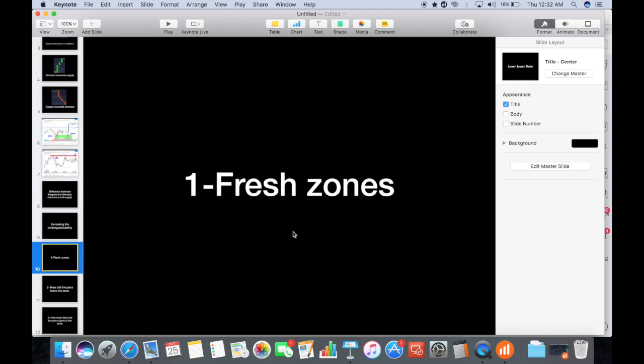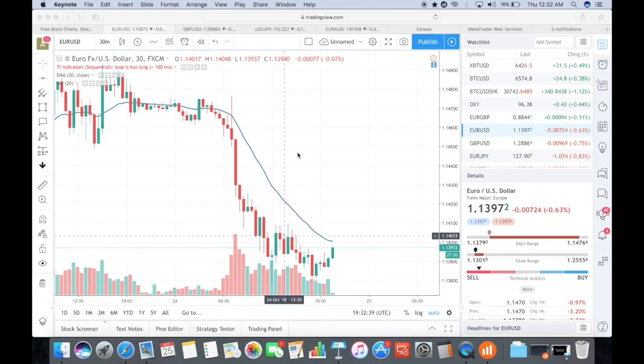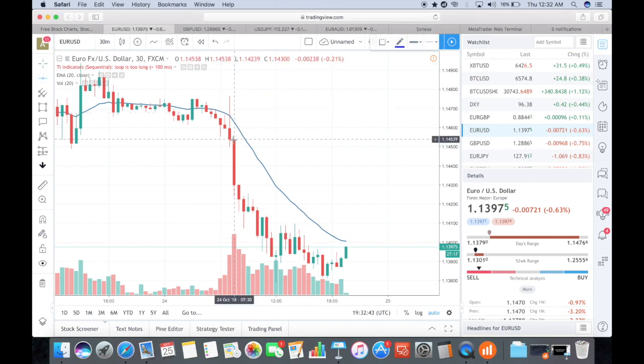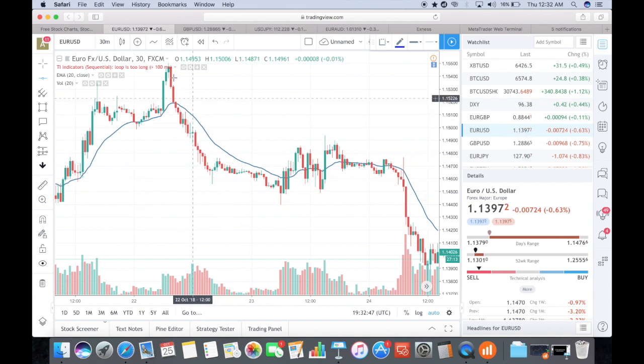All right, how did the price leave the zone? Did it leave the zone in a strong fashion? For example, like this, in a strong fashion, or this is another supply level. This is a supply level, and look at the prices, they moved away from this zone in a very strong fashion.